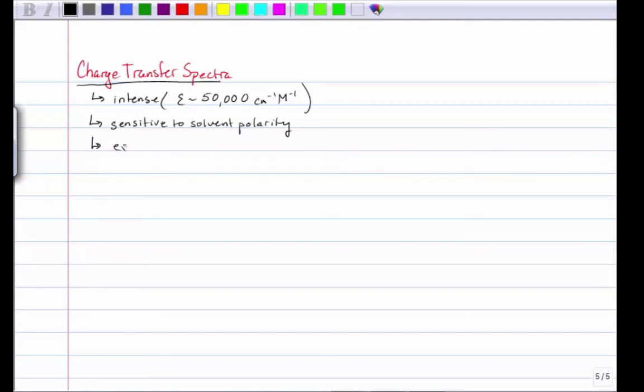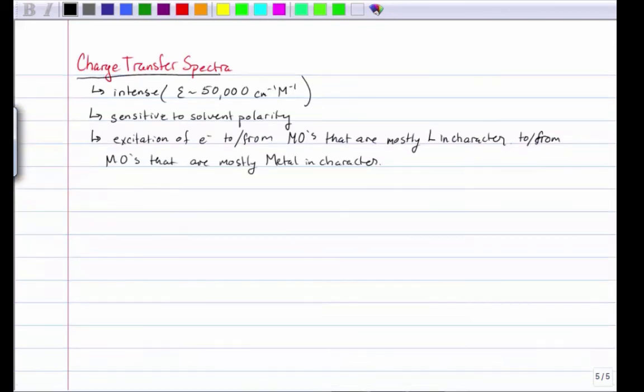And what it is, is an excitation of electrons from orbitals that are all on the ligand to on the metal, or vice versa. So they're excitations of electrons to or from molecular orbitals that are mostly ligand in character. When I say mostly ligand in character, that means that they have the energy levels of the ligand in the molecular orbital. So excitation to or from basically ligand orbitals to or from molecular orbitals that are mostly metal in character. So there's two types.